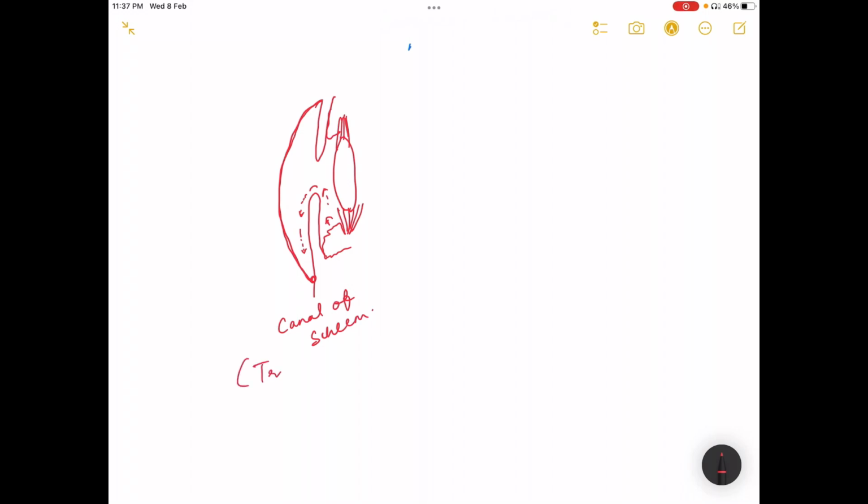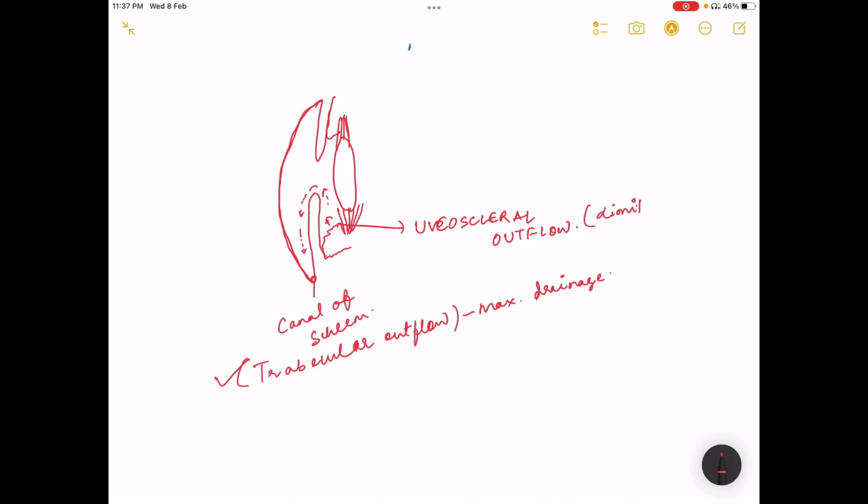So this kind of outflow is known as trabecular outflow. Another outflow is there, which is also known as uveoscleral outflow. But the maximum drainage of the aqueous humor occurs because of the trabecular outflow, and a limited portion occurs because of the uveoscleral outflow.